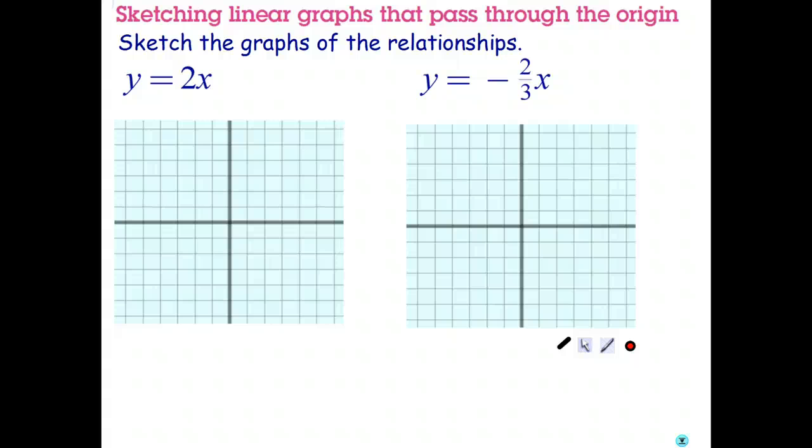G'day students. Okay, what we're going to do in this video is continue with the process of teaching you how to sketch a graph straight from its equation. So we'll start by looking at some somewhat simpler graphs than normal. These are ones that actually pass through the origin, which means we already know one of the points that lies on the graph is at the origin. So I can put a point just there.